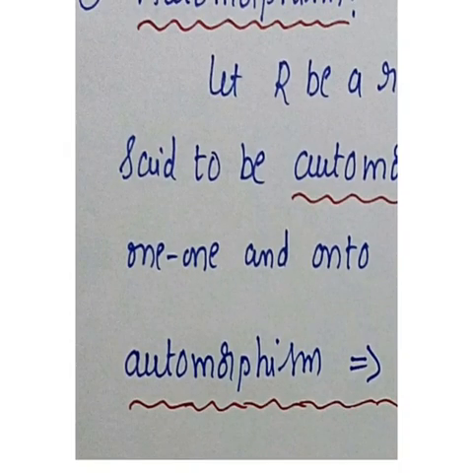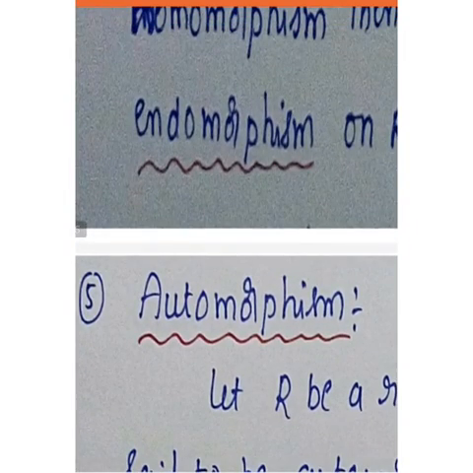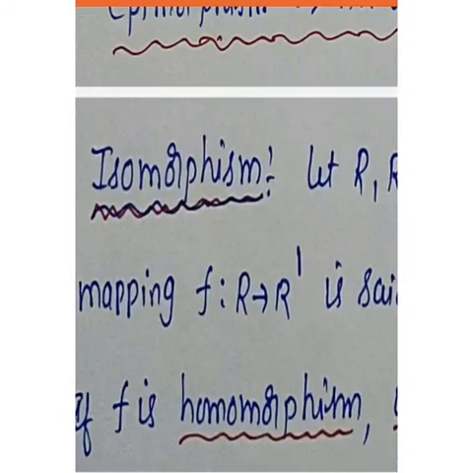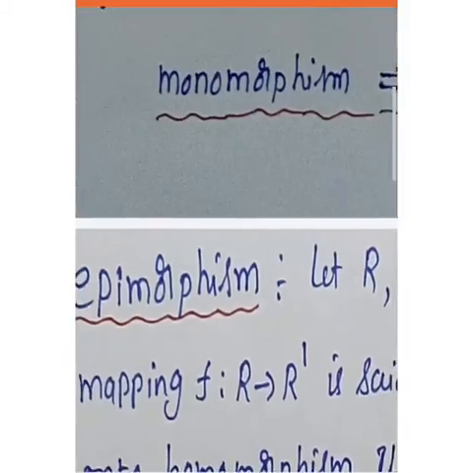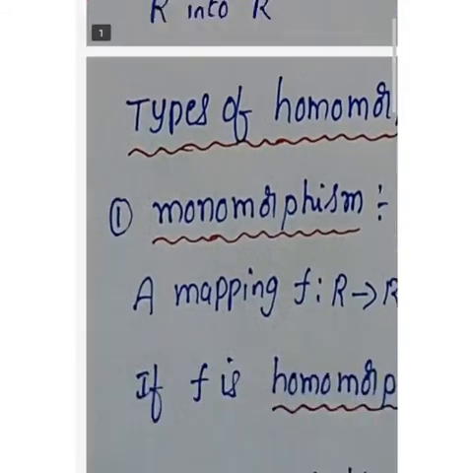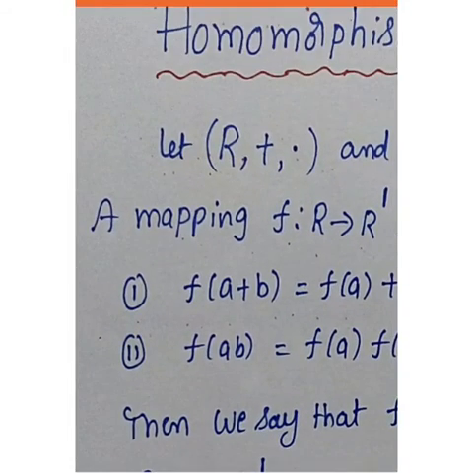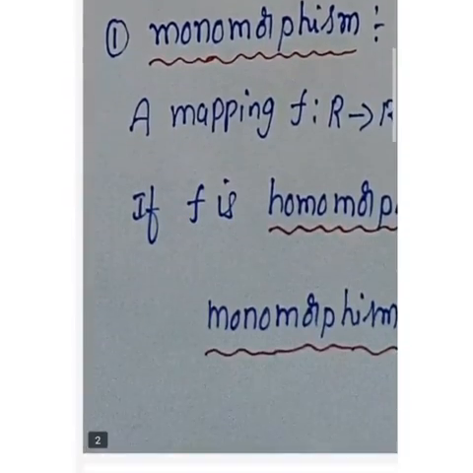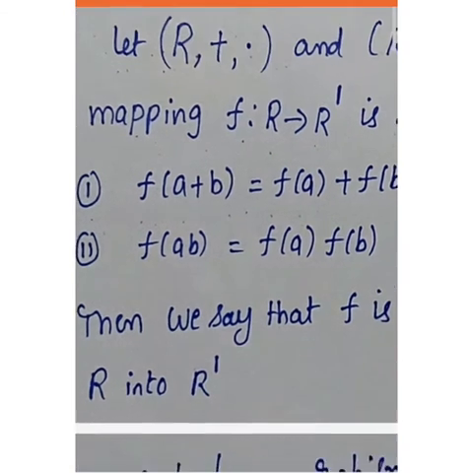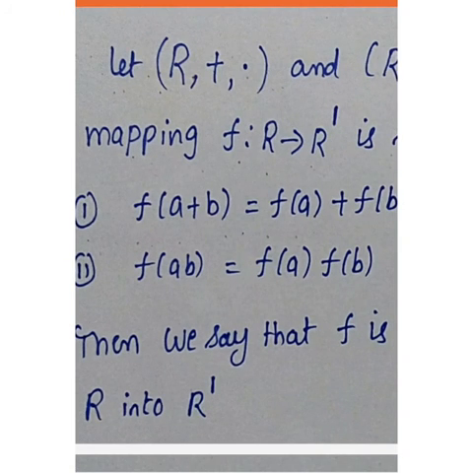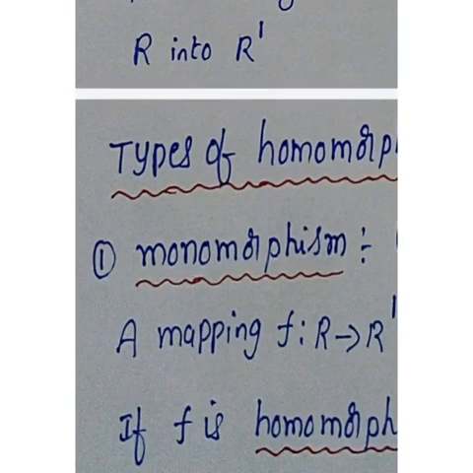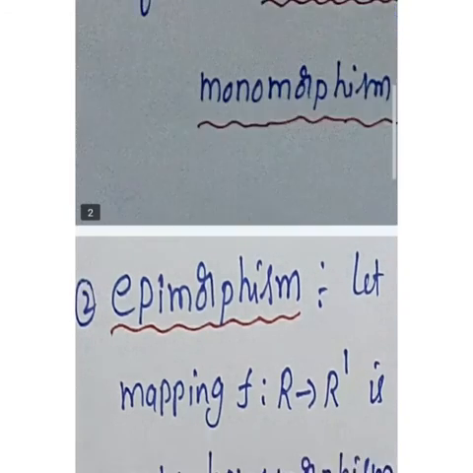So these are the types of the homomorphism. Let me revise all these things. In this chapter we learned the definition of homomorphism and the types of homomorphism. Homomorphism is nothing but a function from R to R' that satisfies the two conditions, then f is said to be homomorphism. Monomorphism is nothing but homomorphism plus one-one.